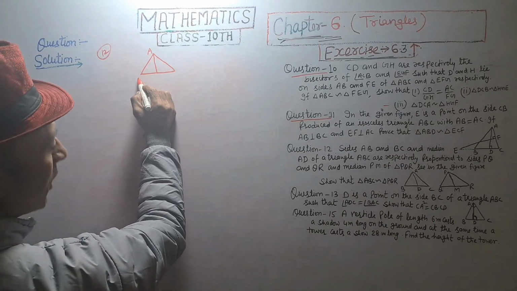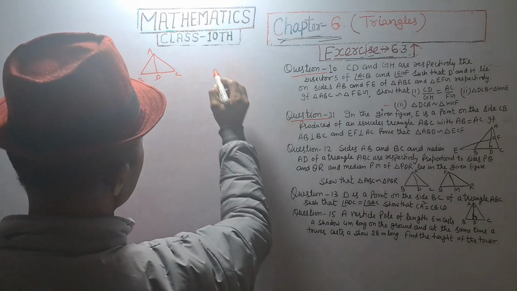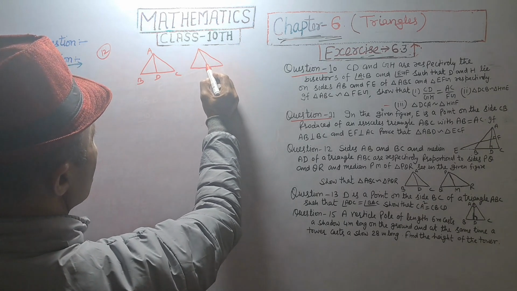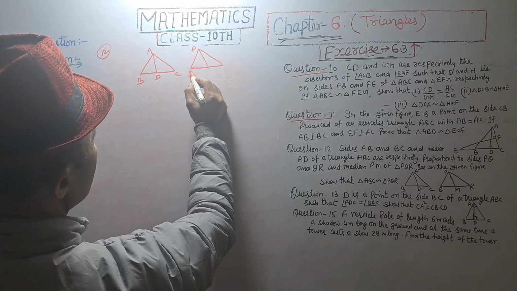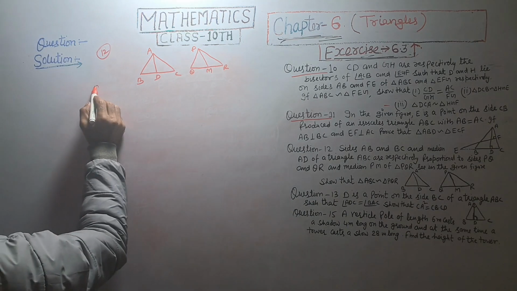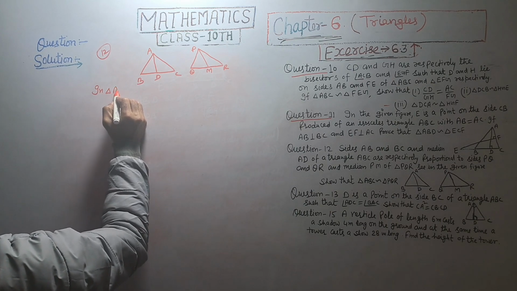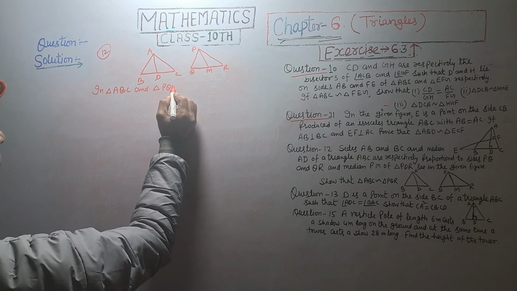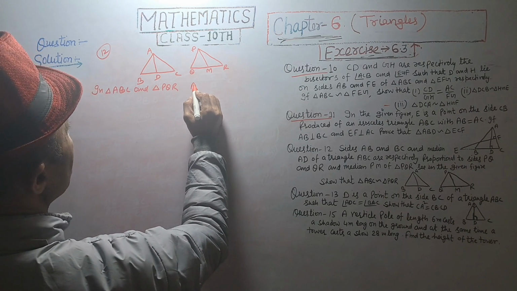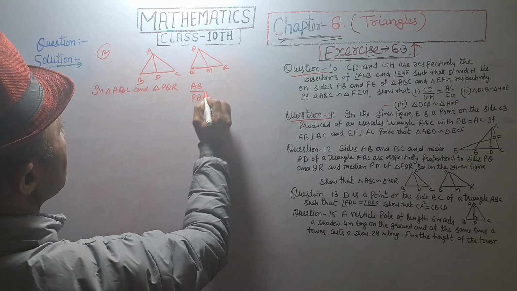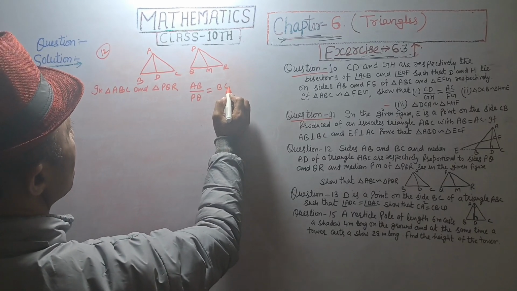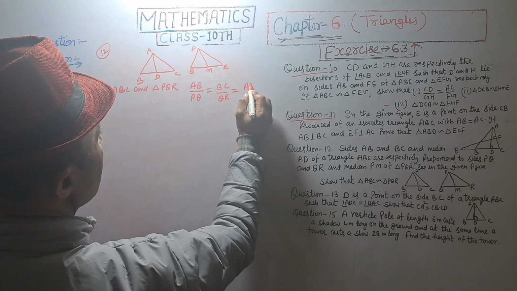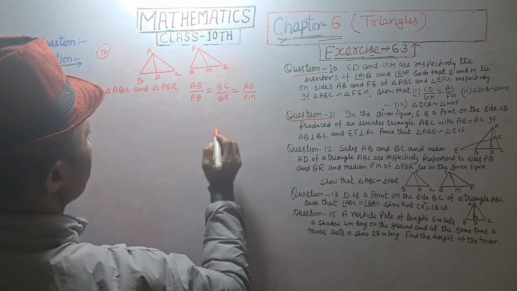Given A, B, C, D and P, Q, R, M. In triangle ABC and triangle PQR, AB upon PQ is equal to BC upon QR, that is equal to AD upon PM.